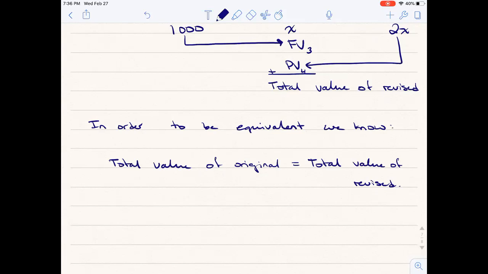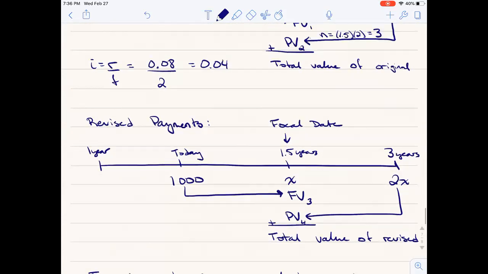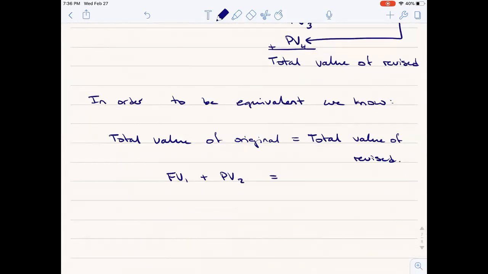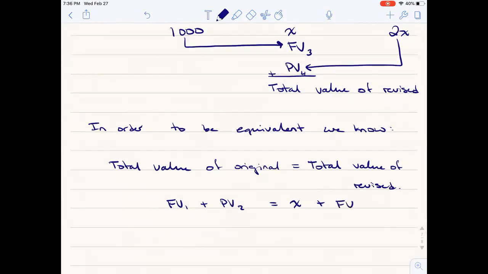Which in terms of our calculations, the total value of the original is future value 1 plus present value 2. And that has to equal the total value of the revised. We're not going to forget about that X because that's an amount. X plus future value 3 plus present value 4.